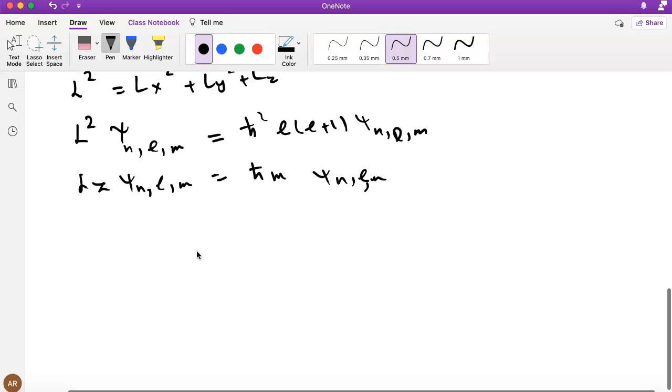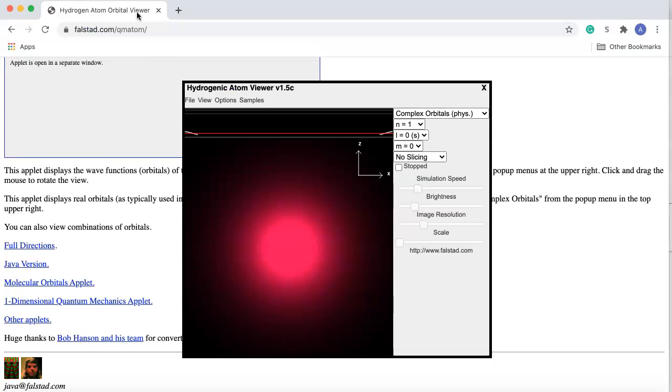Okay, so let's take a look at some visualization of these wave functions. This is a free Java applet. You can play with it yourself, and there are also molecular orbitals. There are some other interesting applets, so that's the website.